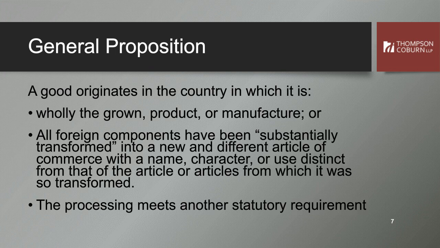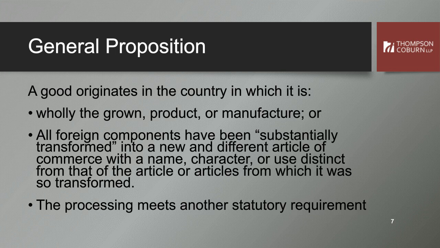That's where all foreign components have been substantially transformed into a new and different article of commerce with a name, character, or use, and actually it's sometimes "or use", and most times now it's "and use" from the court, distinct from that of the article or articles from which it was transformed. That's going to be the latter part of this presentation. That is a big mouthful, that second bullet point there, but what is this substantial transformation all about, and how do we get to it, and how do we think about this and give it parameters that we can work with? Otherwise, we have another one, is the processing meets another statutory requirement. We'll talk about that in the upcoming slides when we're talking about free trade agreements, where we've come up with a different mechanism for determining origin.